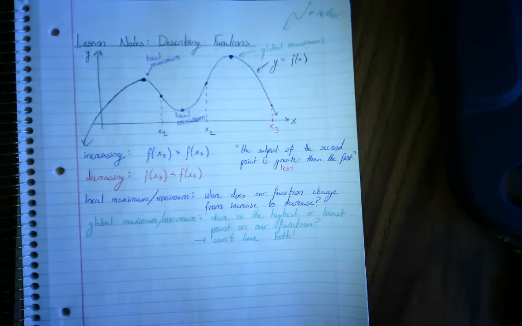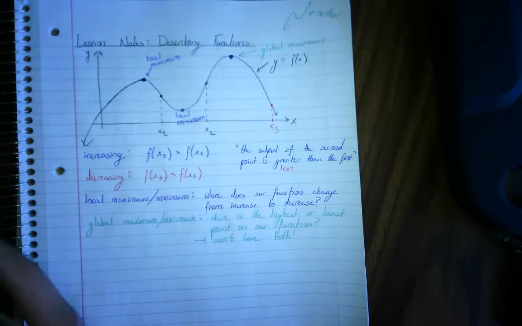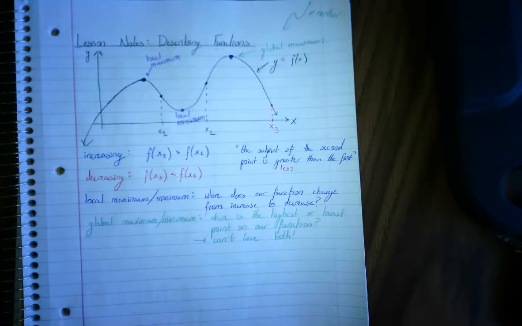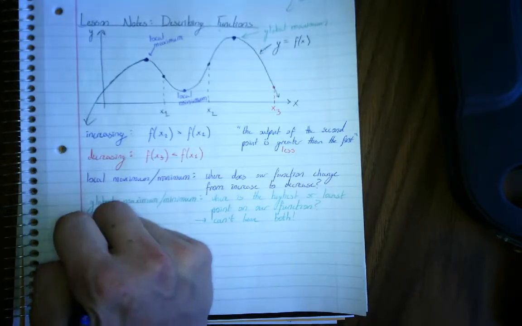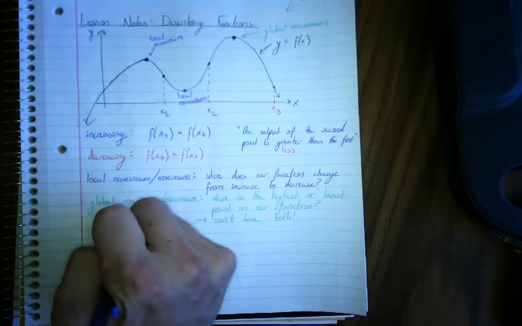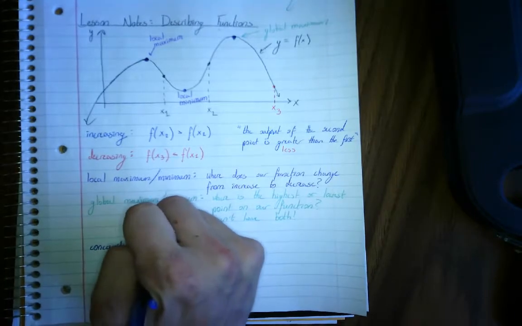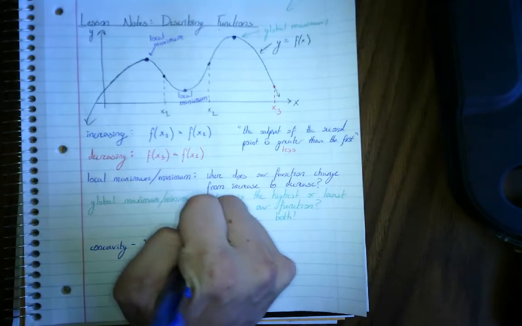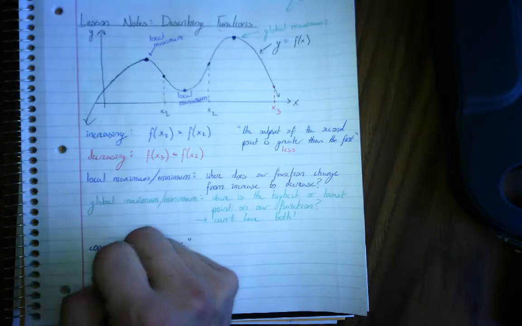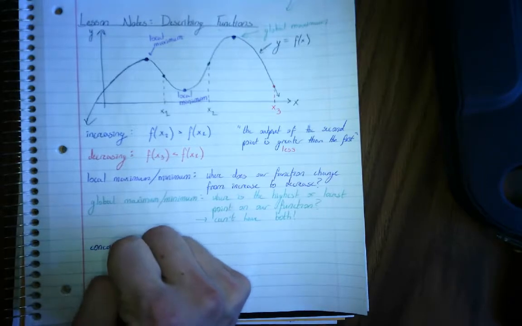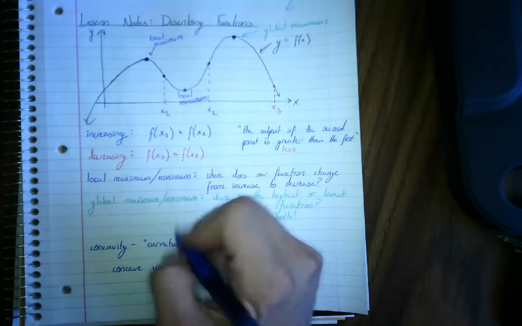And so finally, we have concavity. Concavity is our last. So let's see what color should I make this. We have min, max, increasing, decreasing. Let's do blue. So if we're talking about concavity, it's kind of like the curvature. So we can have concave up or concave down. So concave up is kind of like a bowl.